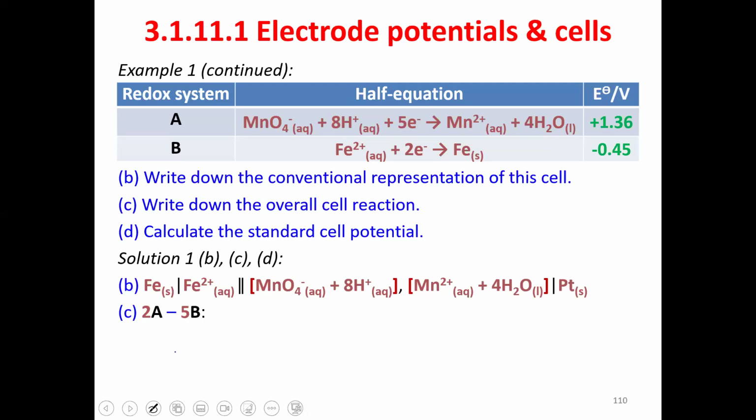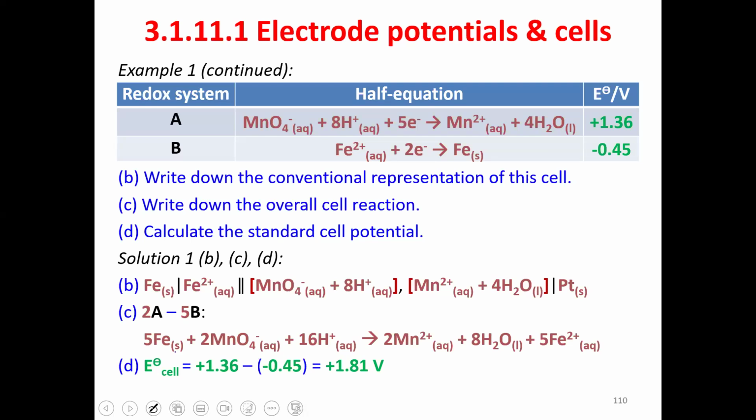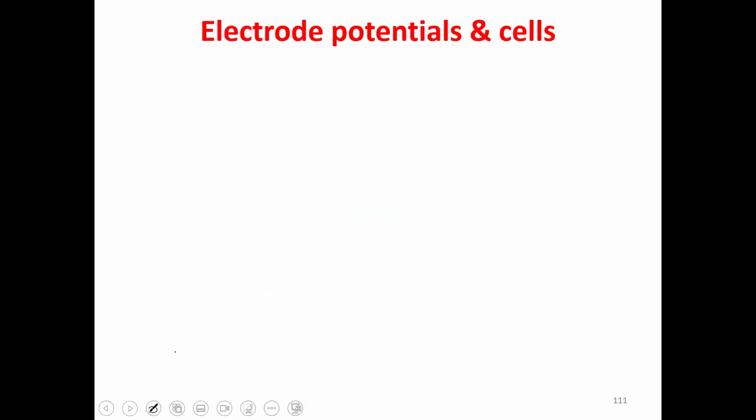He says, write down the overall cell reaction. So you have to multiply the first equation by 2, the second equation by 5, and then you subtract. When you subtract, electrons get cancelled and you get an equation like this. When you multiply, electrode potential values do not change and you get the electrode potential as 1.81 volt. Now we move to the standard hydrogen electrode.